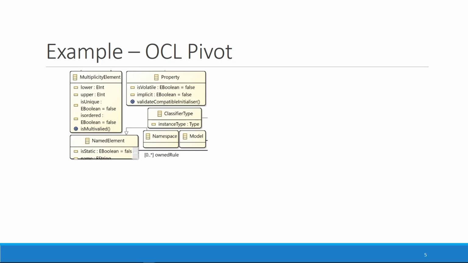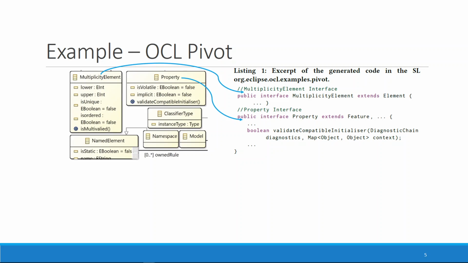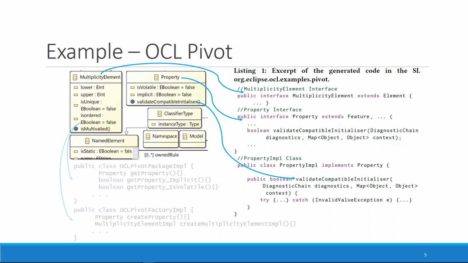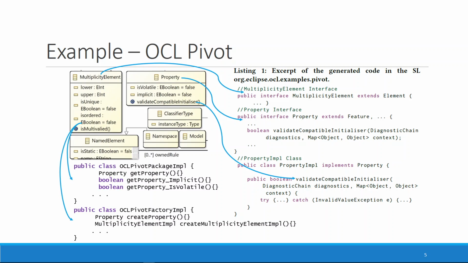So this is an excerpt of the OCL Pivot metamodel. There are more than 100 classes; I just took a few of them. Here you have a few classes that EMF Eclipse can generate code from. The first step is to generate interfaces, for example, for the class MultiplicityElement and for Property. Then you generate implementation classes for them. And of course, EMF also generates a package class and a factory class that allow you to instantiate and get the current instances of those elements.